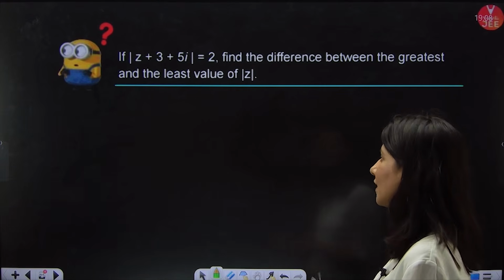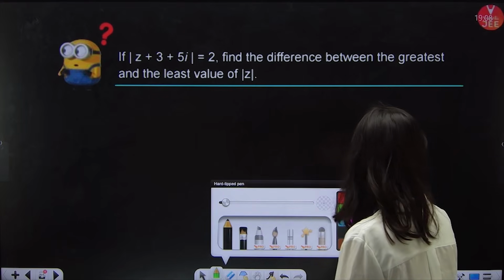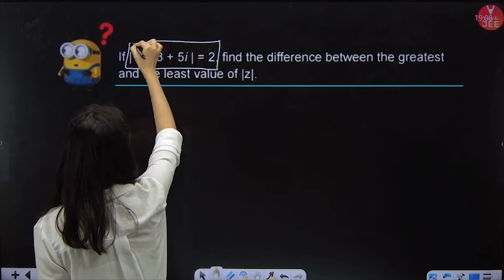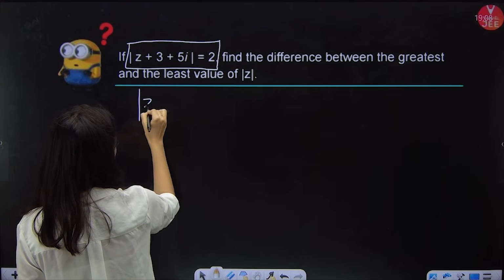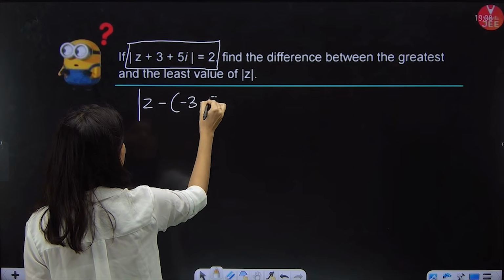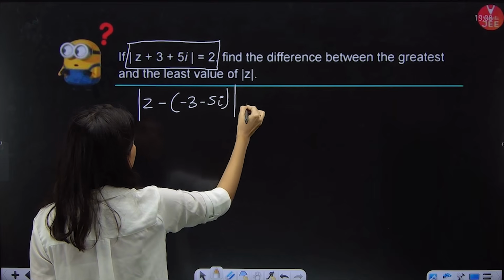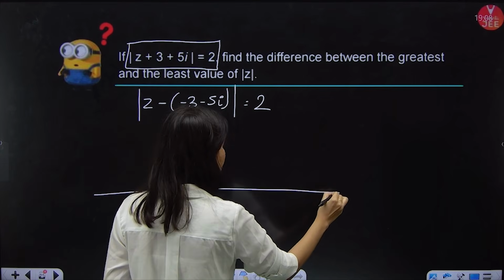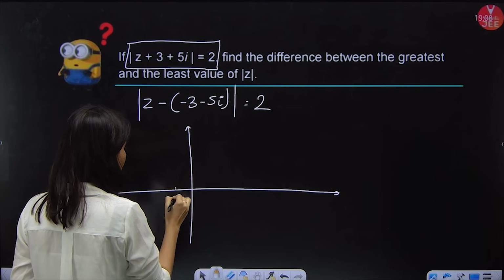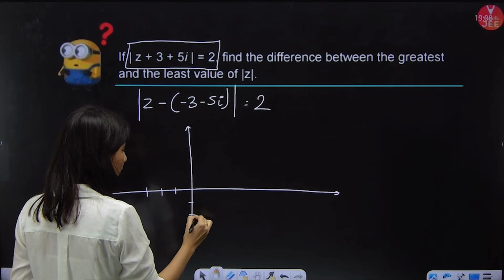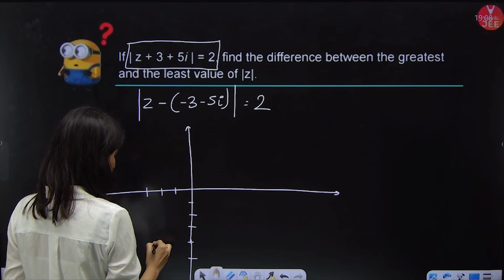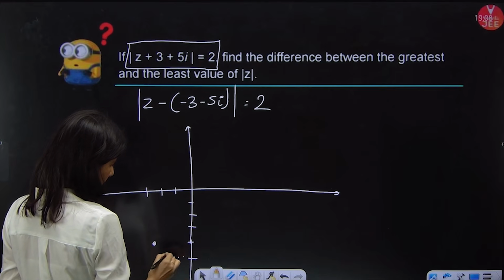Now, again a similar type of question. Let's do it. So they are saying that this holds true. What is this? Mod of z minus 3 minus 5 iota is equal to 2. Center is 3 comma 5. 1, 2, 3, 1, 2, 3, 4, 5. Radius is what? Hold on.